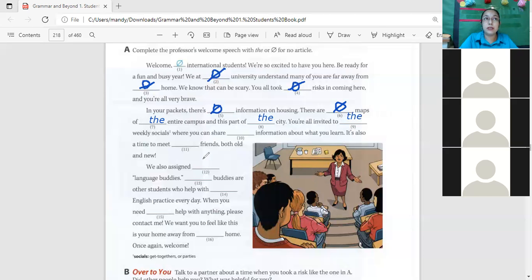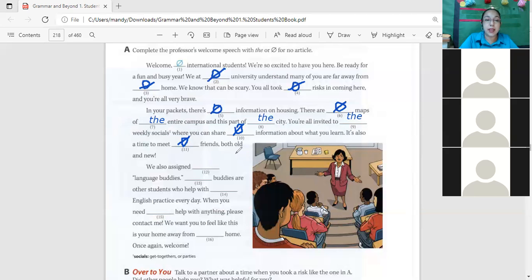The information, or we only say information? Only information, exactly. Where you can share information about what you learned. It's also a time to meet only friends. We don't say to meet the friends, okay? Only friends. Both, all, and new.